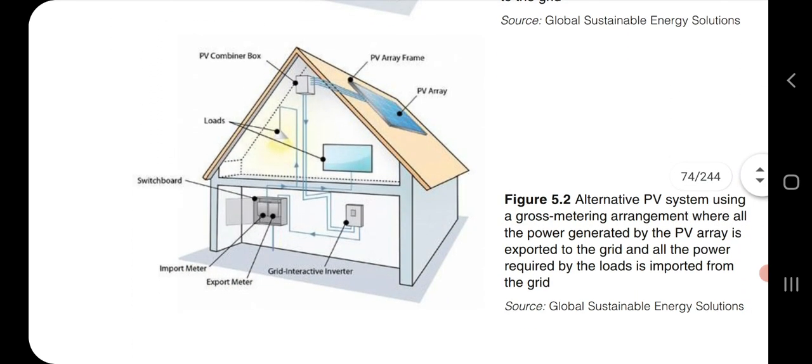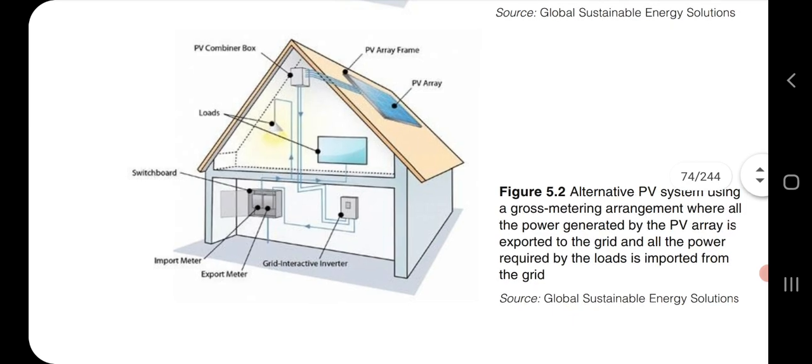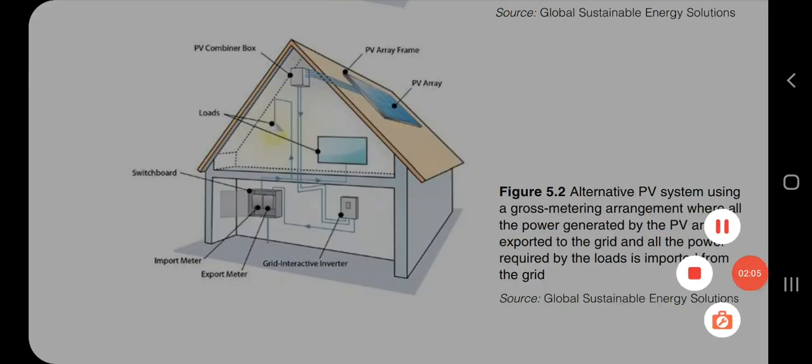There is another system, the alternate method. PV arrays produce electricity and give it to the interactive inverter. From there, it goes to the grid. After that, it passes through the meter, the import export meter, or net metering as it is called, where the incoming supply and outgoing supply are both counted.